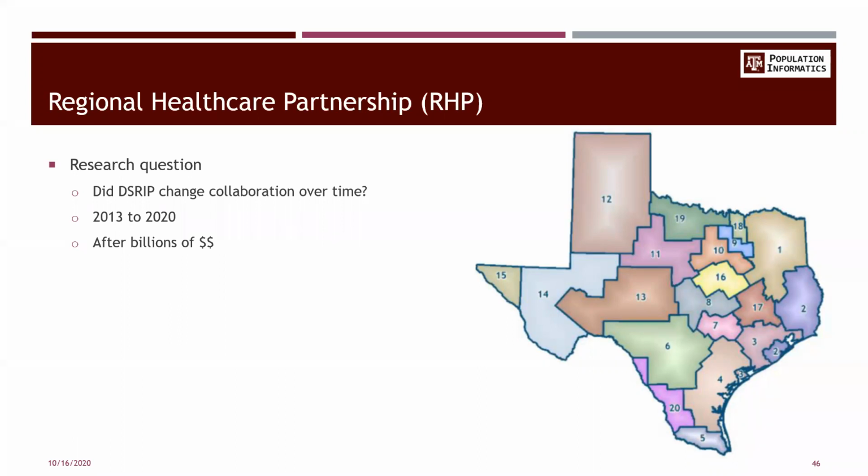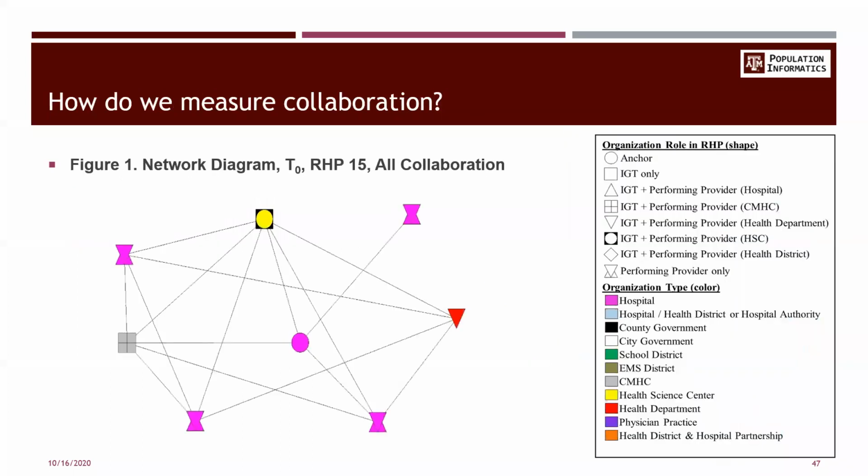So again, we're going to start with, how would we measure collaboration so I can quantify what happened over time? This might be an obvious thing to some of you, but one good way to do this is by using graphs. In the graph here, you see nodes. Those are the providers in one RHP.